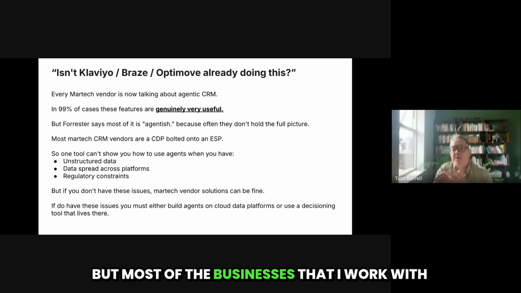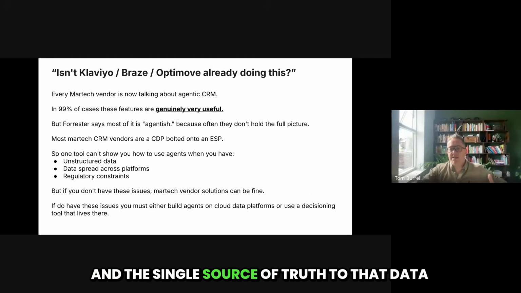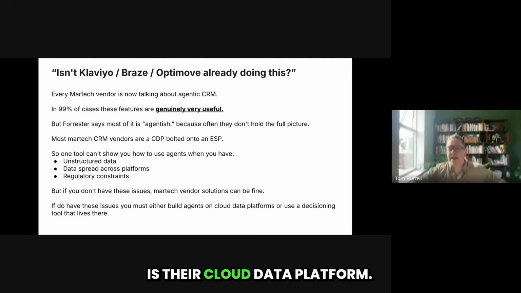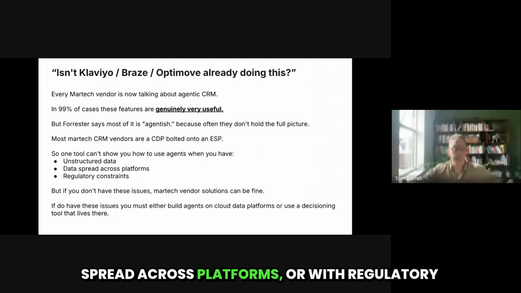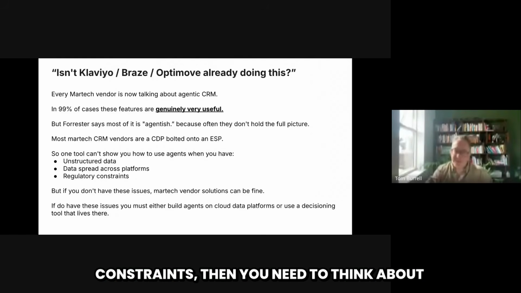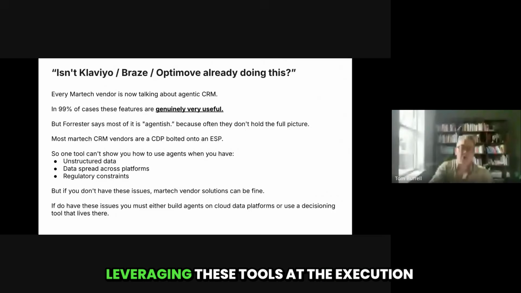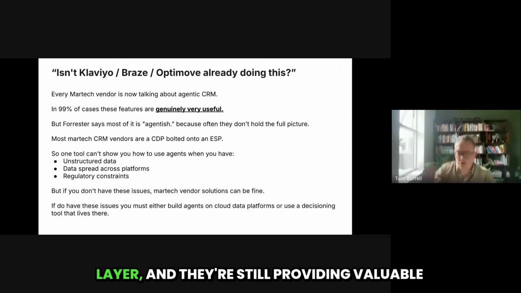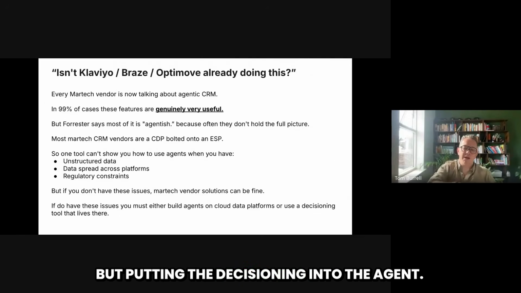But most of the businesses that I work with have data spread across multiple different silos. And the single source of truth of that data is their cloud data platform, where that data is available in real time, continuously. So if you have unstructured data spread across platforms, or with regulatory constraints, then you need to think about your architecture sitting on top of your cloud platform, still leveraging these tools at the execution layer, still providing valuable agentic capability there, but putting the decisioning into the agent.